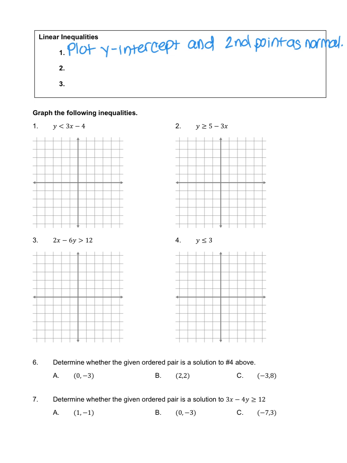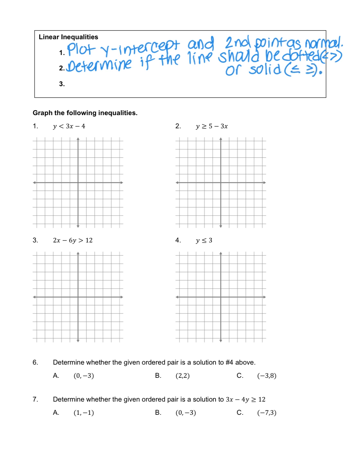Number 2, determine if the line should be dotted, and in parentheses, these inequality signs, the less than or greater than signs, will tell us if it should be dotted or solid. And you'll see the inequalities that say less than or equal to, or greater than or equal to. When you see those inequalities, you will use a solid line.